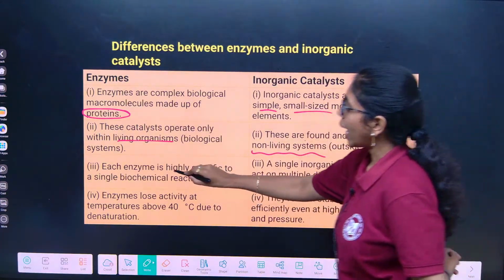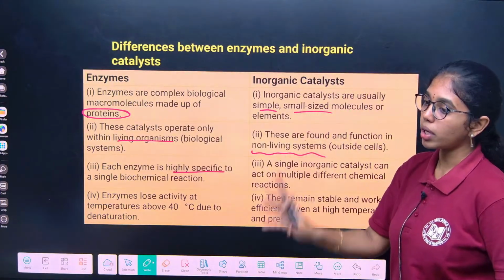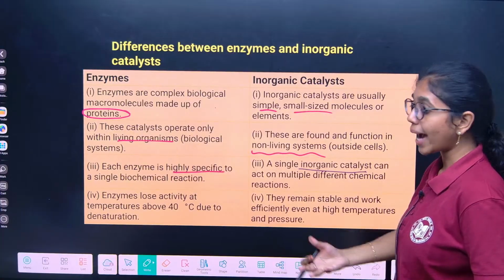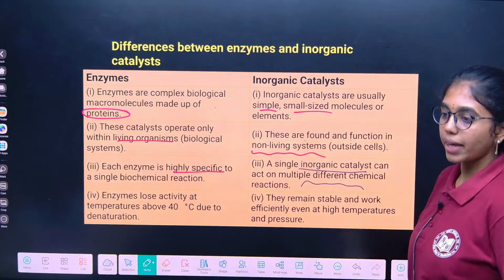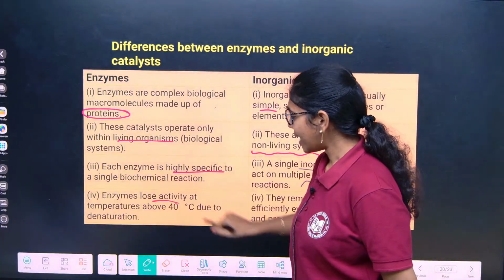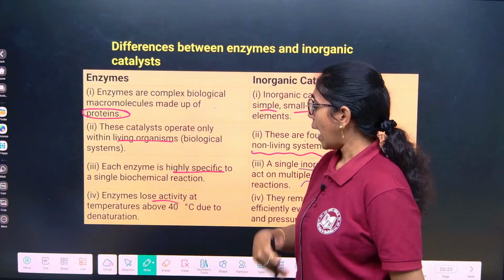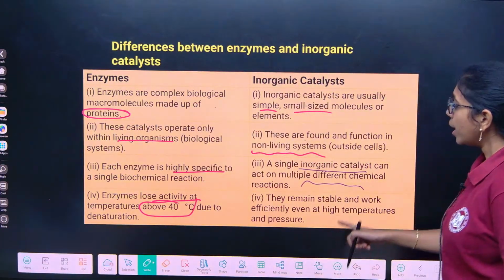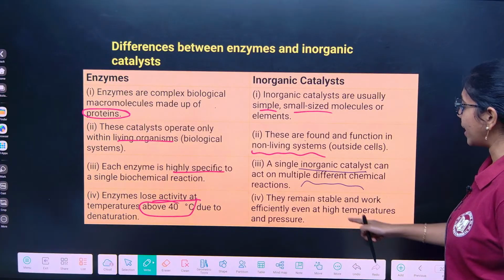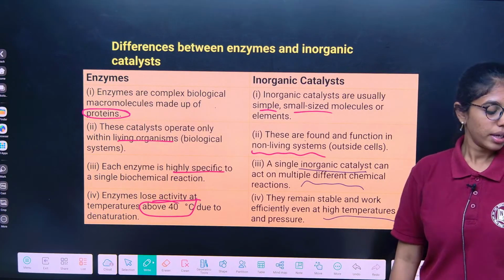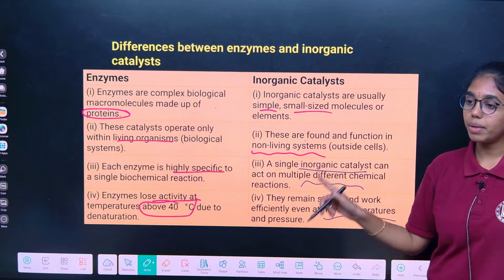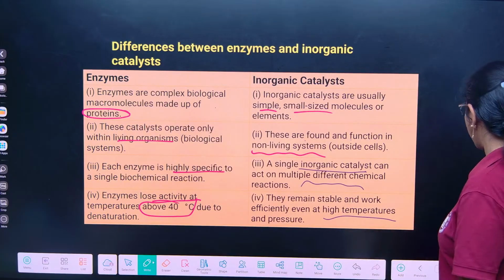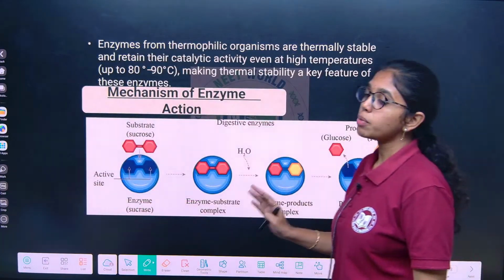Each enzyme is highly specific to a single biochemical reaction in living systems, but a single inorganic catalyst can act on multiple different chemical reactions. Enzymes lose activity at a temperature above 40 degrees Celsius due to denaturation, but inorganic catalysts remain stable and work efficiently even at high temperature and pressure. Fine, right? Any doubt anywhere? No. Good. Now we will look into the mechanism of enzyme action.